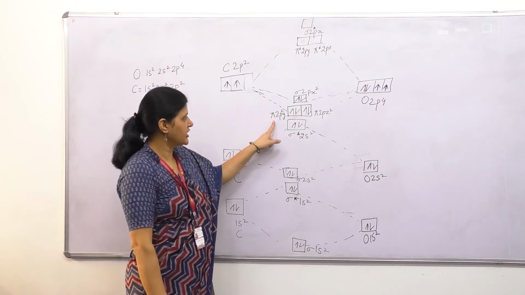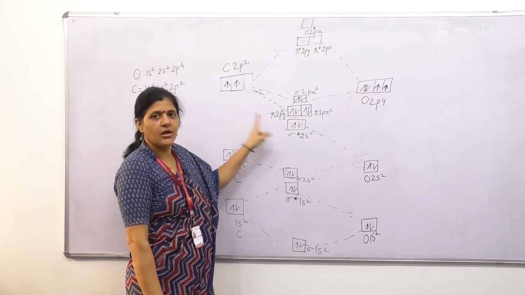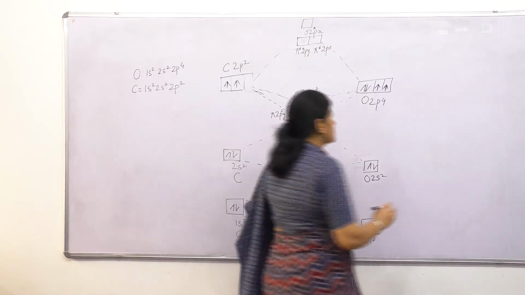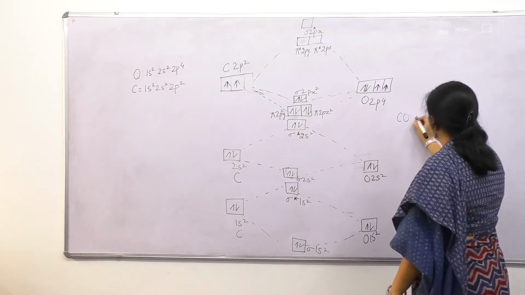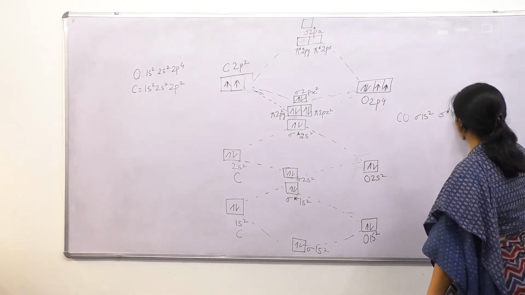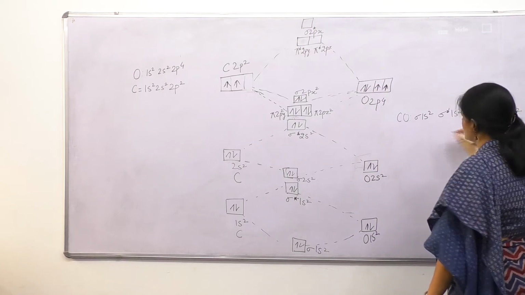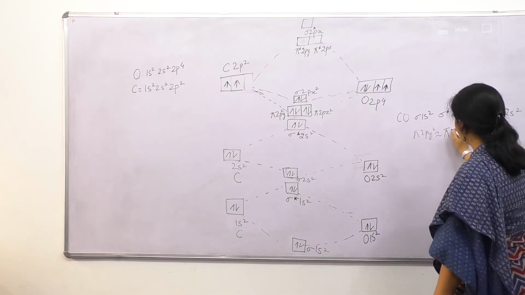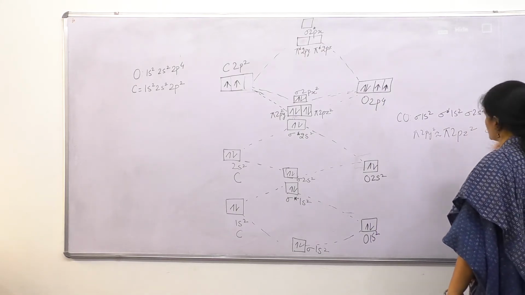Okay, there is a slight change in this rearrangement of molecular orbitals as compared to NO. Fine, we have arranged these. Now, for the configuration of CO molecule, we have to follow this only. Sigma 1s2, sigma anti-bonding 1s2, sigma 2s2, sigma anti-bonding 2s2, pi 2py2, pi 2pz2, and sigma 2px2.